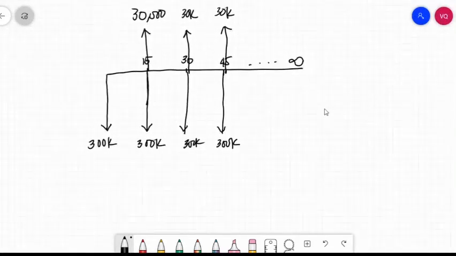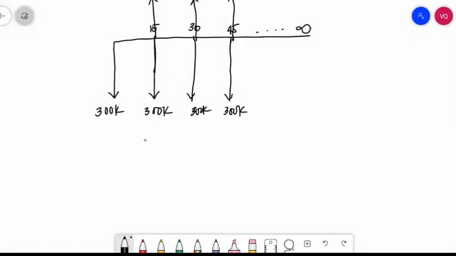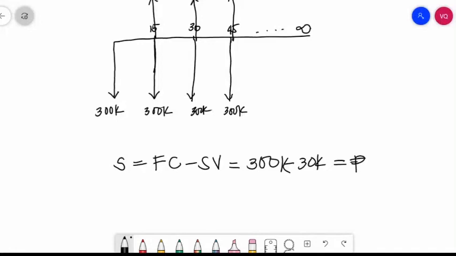So what will be the value of your capitalized cost? First, we will solve for S, the estimated value of the new engine to replace the old one. So S is equal to the first cost, or the replacement cost, minus the salvage value. So that is equal to 300K minus 30K, which is 270,000 pesos.